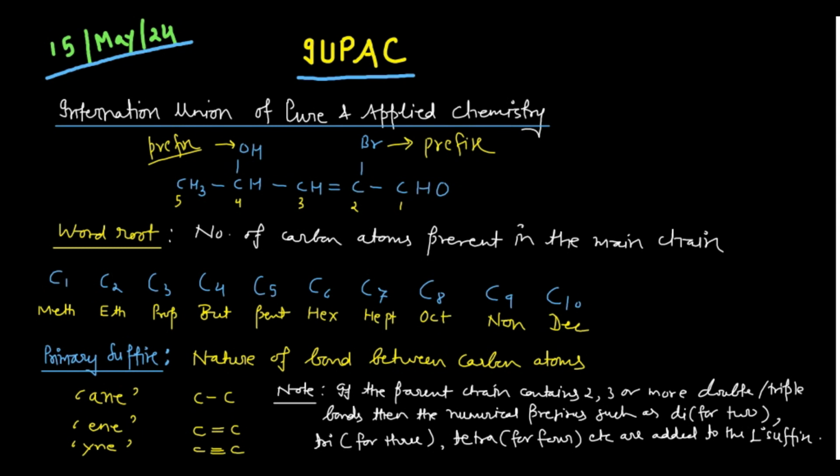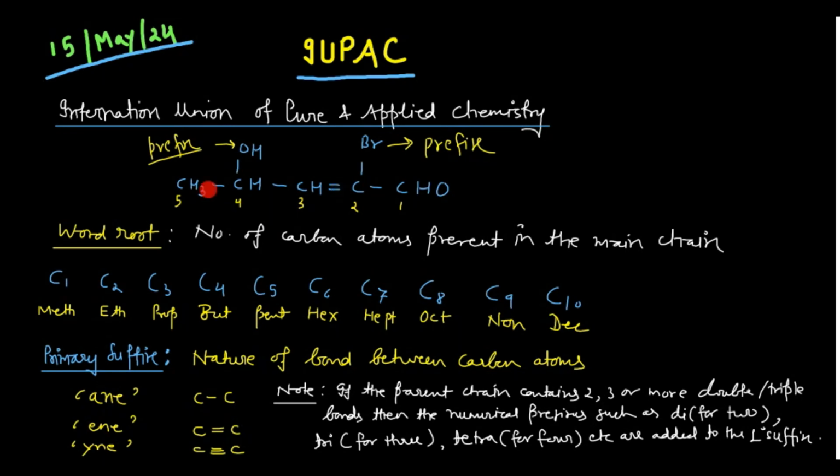And after prefixes, you can easily see what I have shown you. There is a double bond between carbon 2 and carbon 3. See what type of bonding is present between the carbon atoms in the main chain. Actually it is the suffix. So here I have written the suffix, and this suffix can be of 2 types. First is the primary suffix. So what is the meaning of the primary suffix? The type of bond present in the main chain between the carbon atoms.